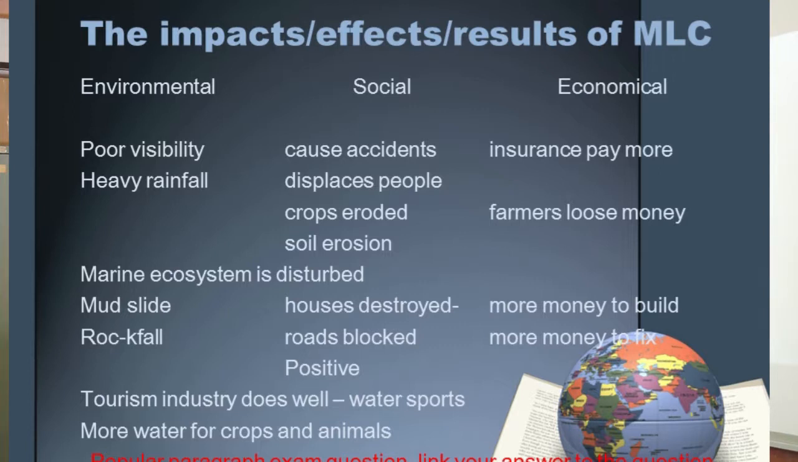And now we need to continue your sentence. Say poor visibility causes accidents, insurances pay out a lot of money, and the economy, what does it do? It decreases. Or you say heavy rainfall causes crops to be eroded, and now it's not linked to economy. But once you add and say farmers lose a lot of money, then it is now linked to economical.